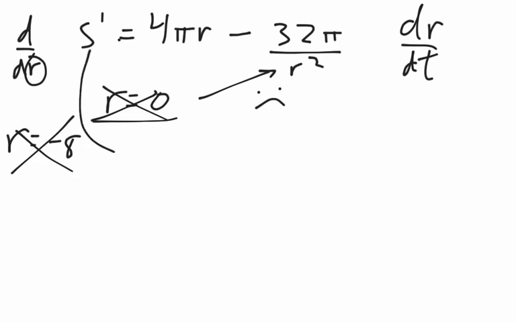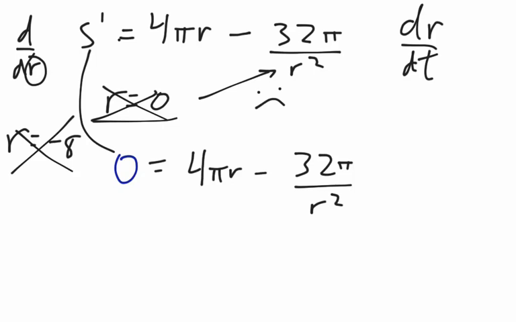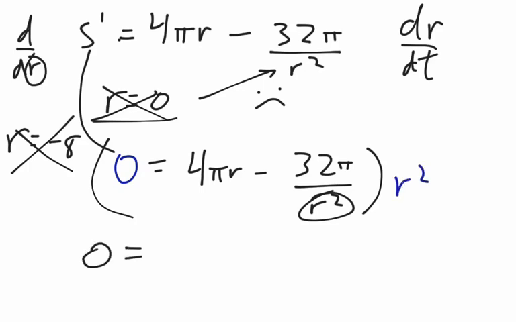So we're going to set S prime equal to 0 because that was our thing to find critical numbers. So we're going to do 4 pi r minus 32 pi over r squared equals 0. A good way to do this is just multiply everything by r squared to get rid of it. So 0 times r squared is still 0. 4 pi r times r squared is 4 pi r cubed. And then here, that'll cancel. So that turns out to be nice. So minus 32 pi. There we go.